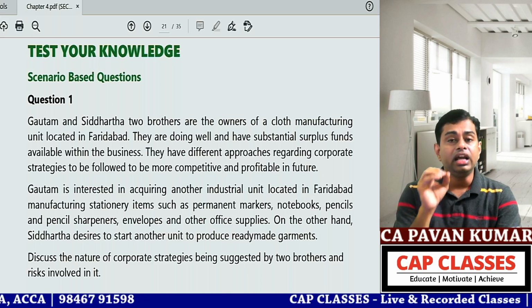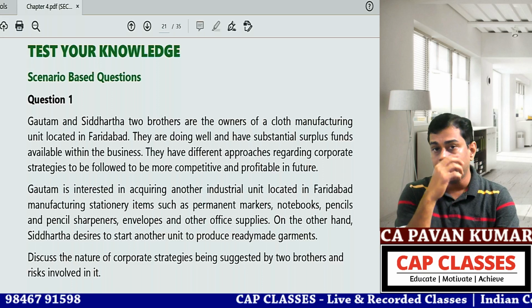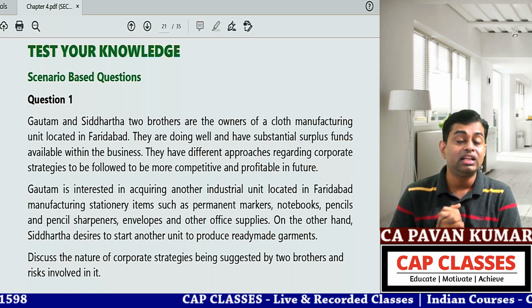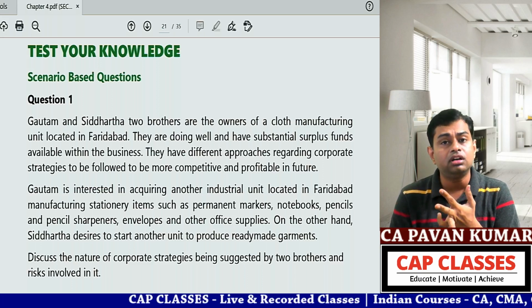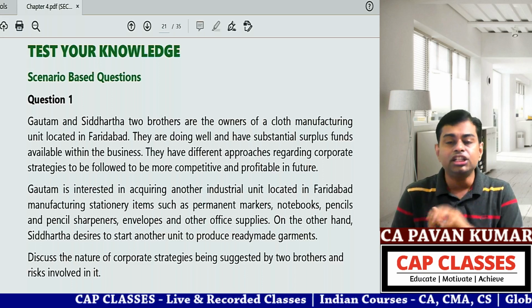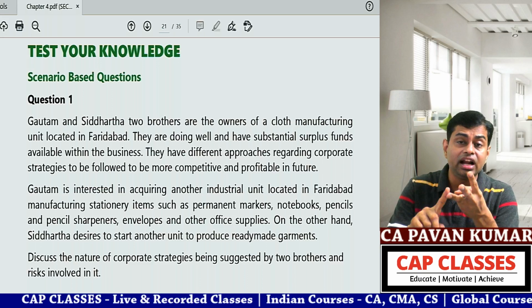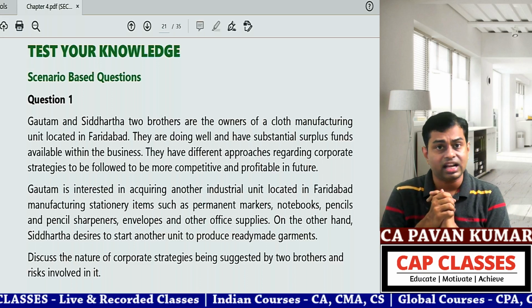For example, in chapter 4, corporate level strategies, what is the thing you have learned? You have learned there are four corporate strategies. They are stability strategy, expansion strategy, and retrenchment strategy. Basically, there are three strategies. Any combination of these three is called combination strategy. So stability, expansion, retrenchment, combination. These are the four strategies, correct?